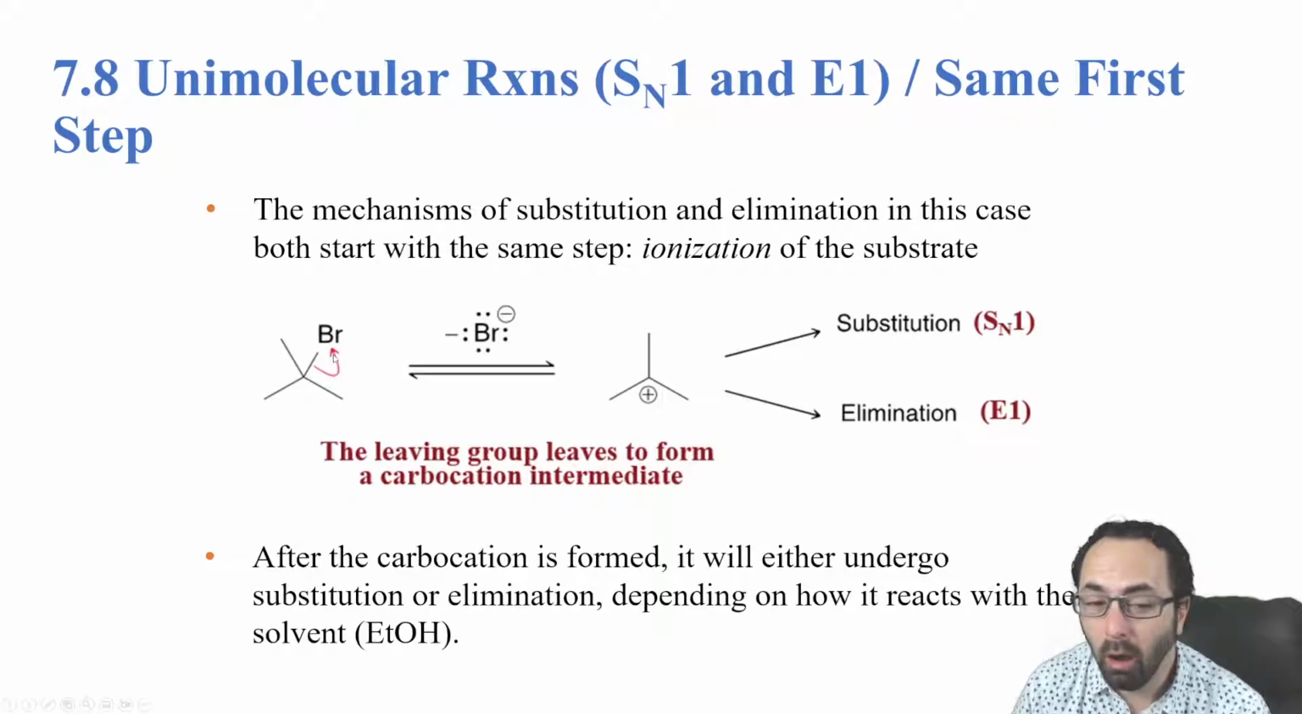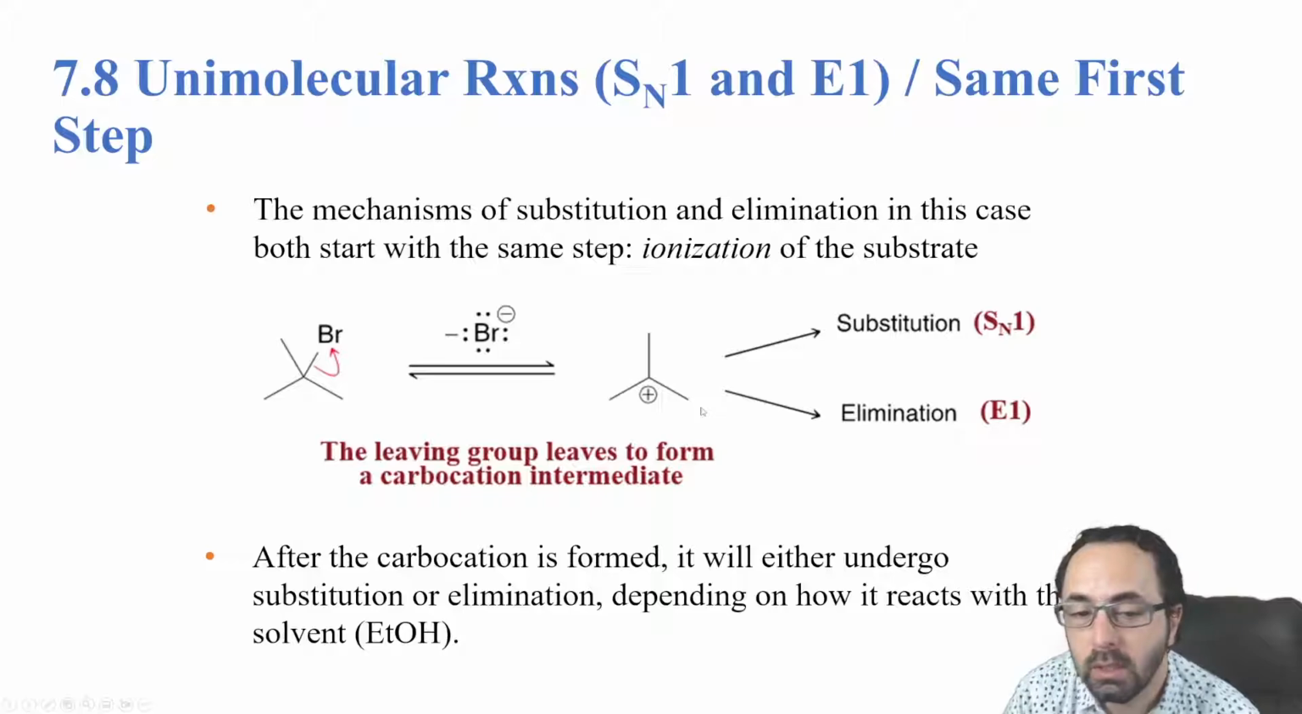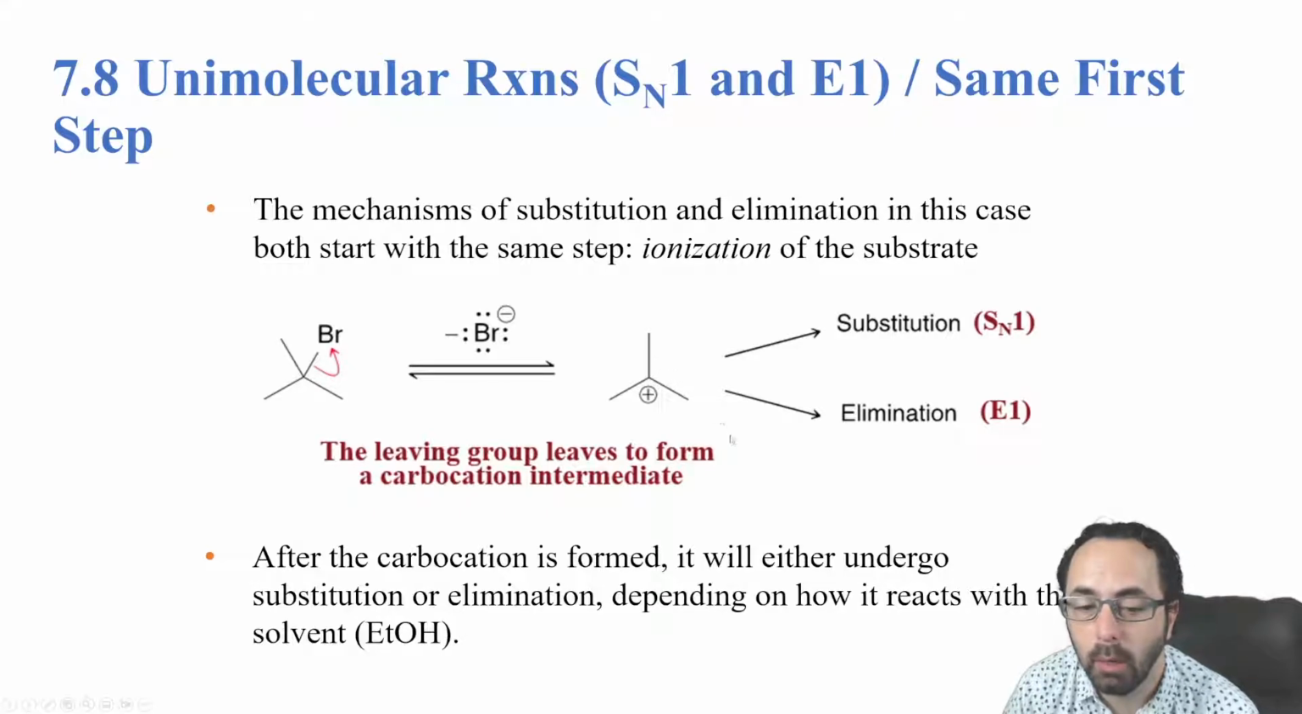First, we have to break a bond. That costs energy. So that's not usually thermodynamically favorable. Also, we end up with an intermediate that is somewhat unstable. So we end up with a carbocation intermediate because the leaving group leaves and it leaves the carbon with 3 bonds. So that leaves a carbocation intermediate.